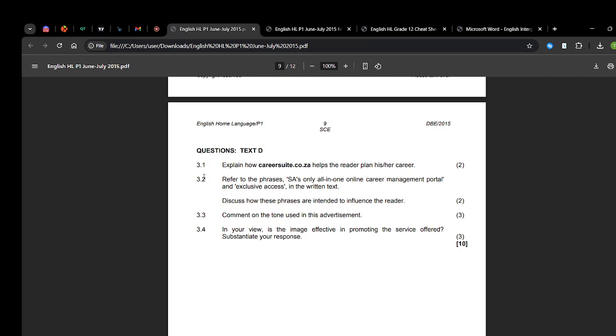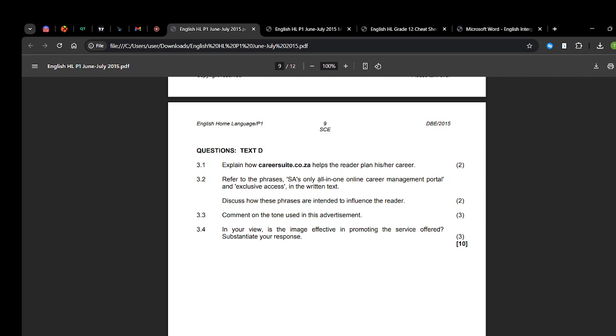Okay, 3.2. Refer to the phrases "all in one online career management portal" and "exclusive access" in the written text. Discuss how these phrases are intended to influence the reader. So, I mean, this is pretty straightforward. This is an answer that you can create on your own. Influence is the main word here.